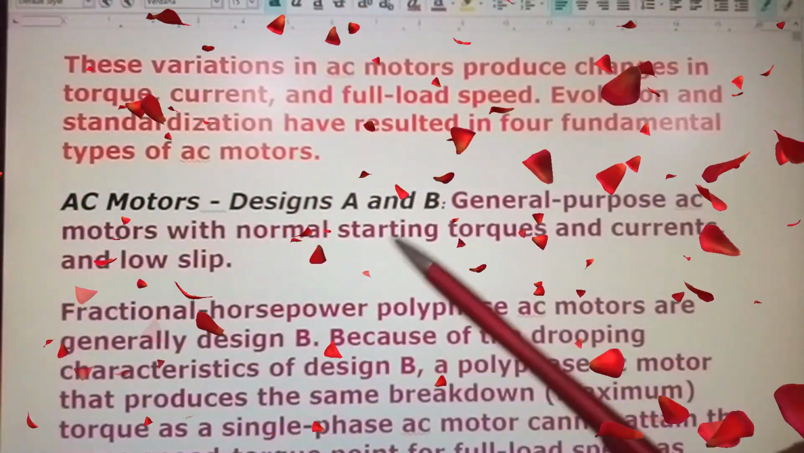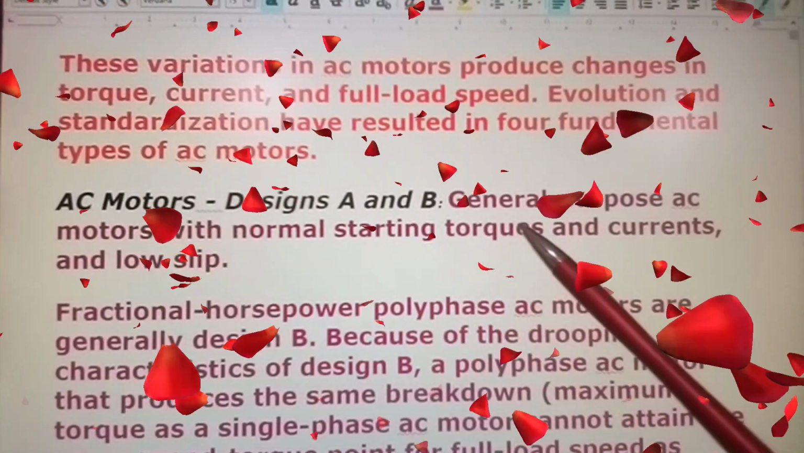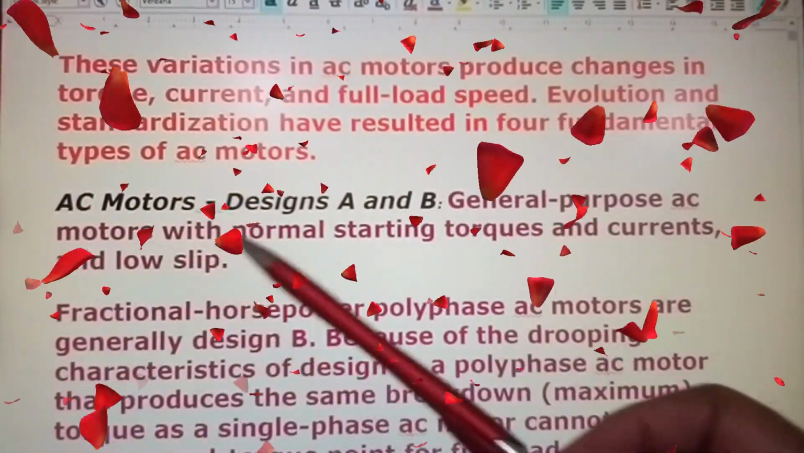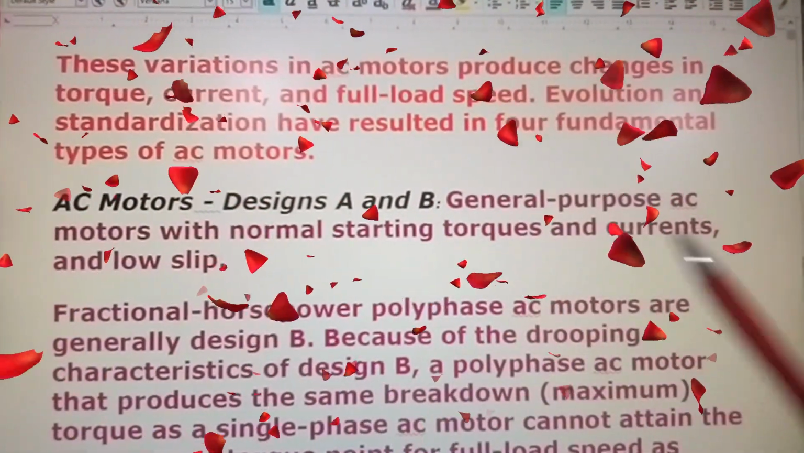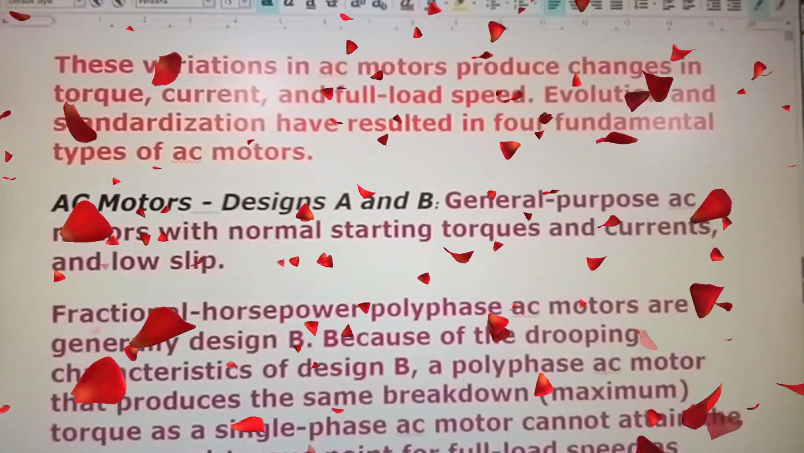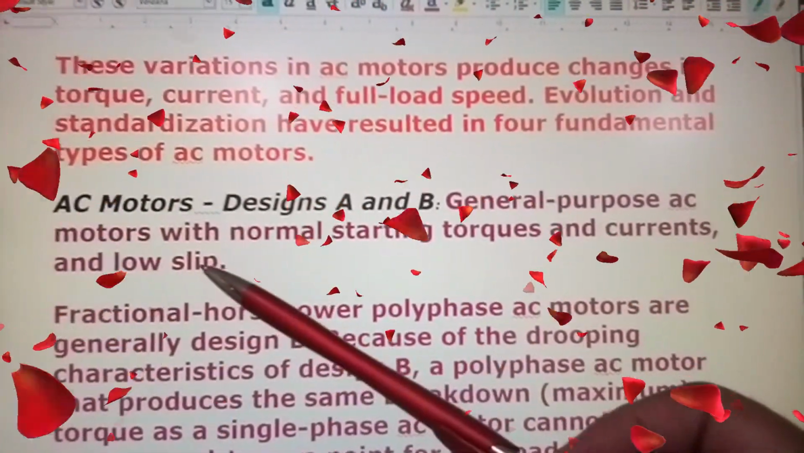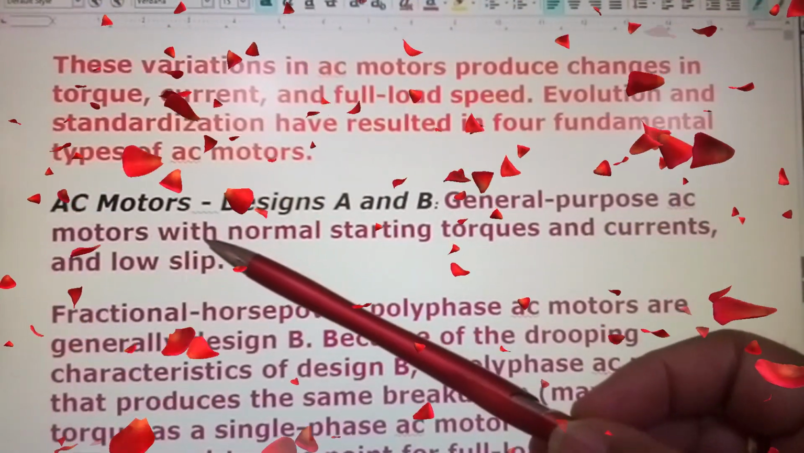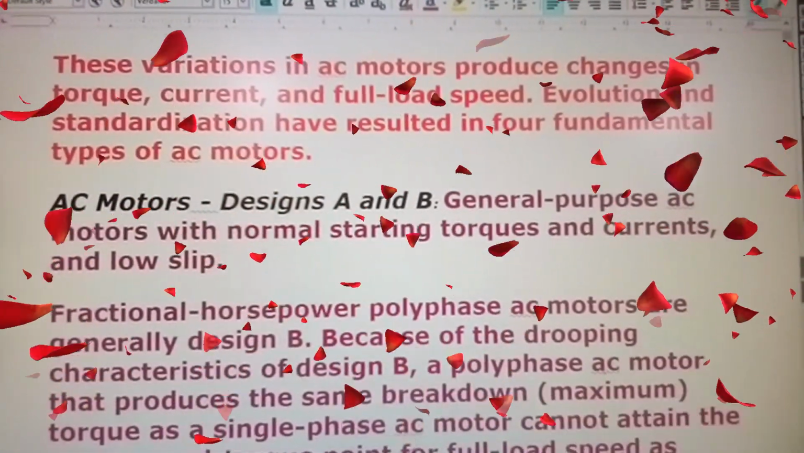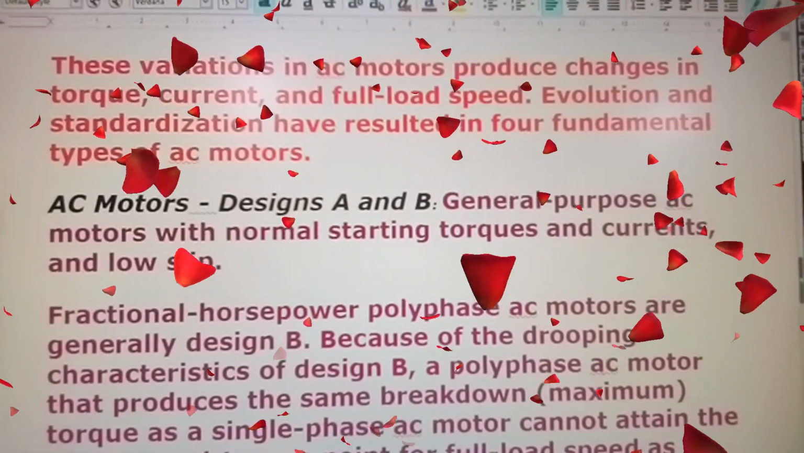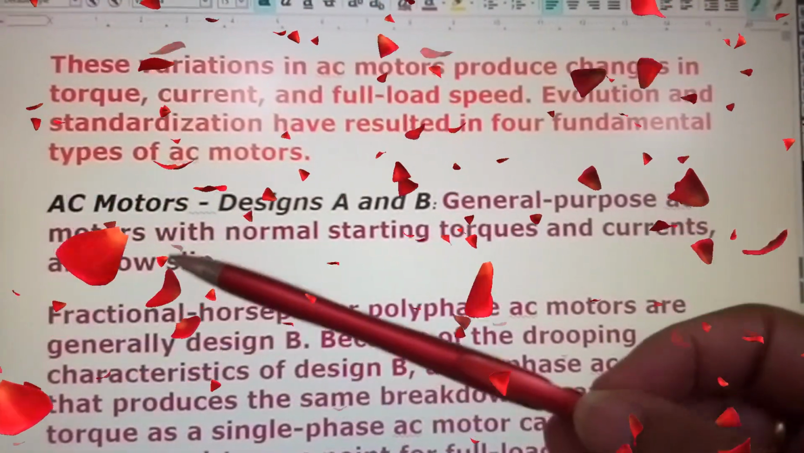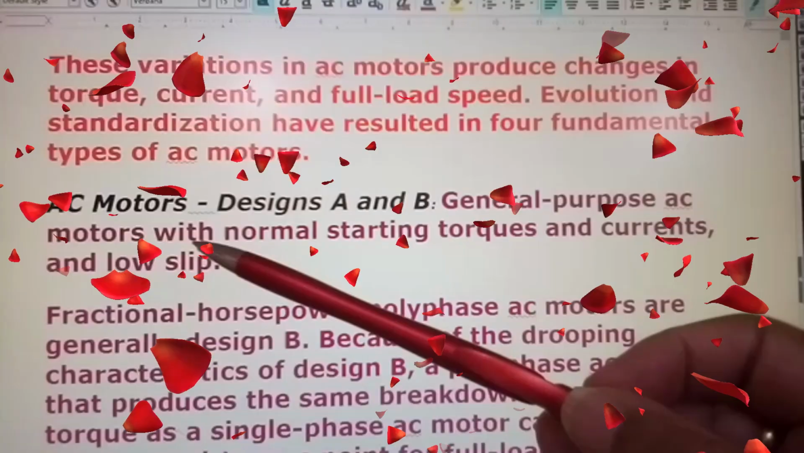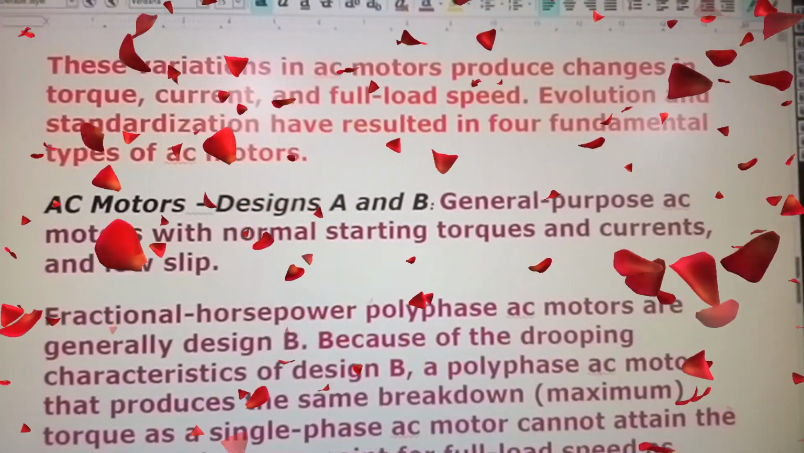The AC motors design A and B. General purpose AC motors with normal starting torques and currents and low slip. Now, you need to have slip because if you don't have slip, then your motor isn't going anywhere. It's not going to be rotating. It's going to be standing still. And that is the slip which occurs between the rotation of the rotor and the magnetic field itself.